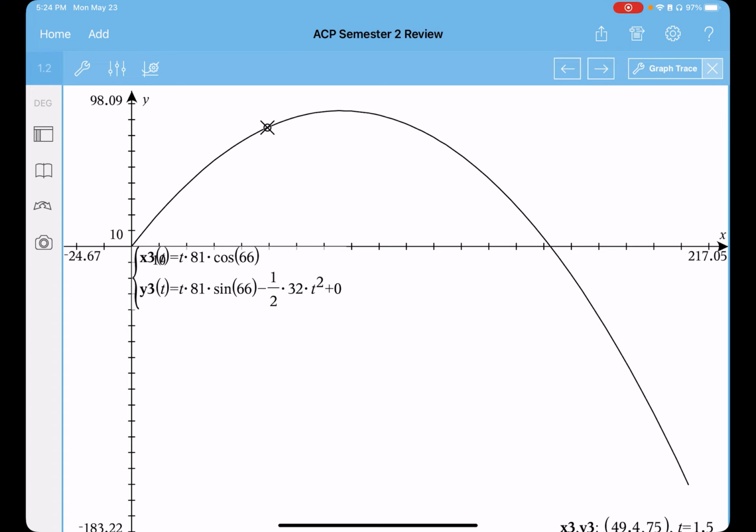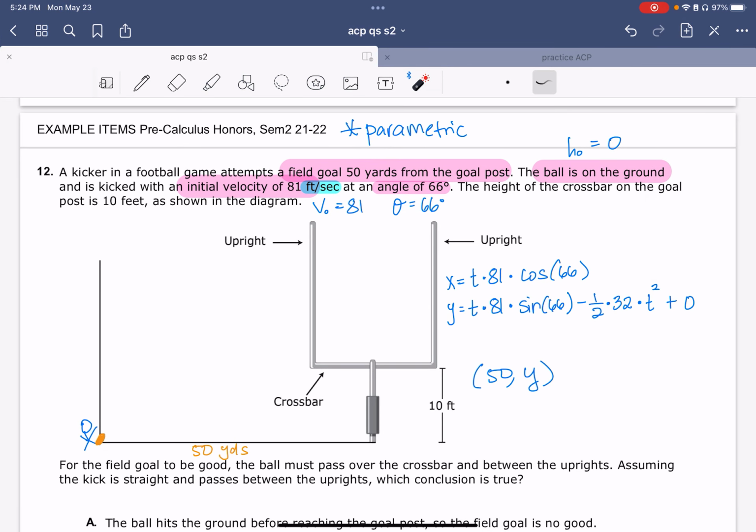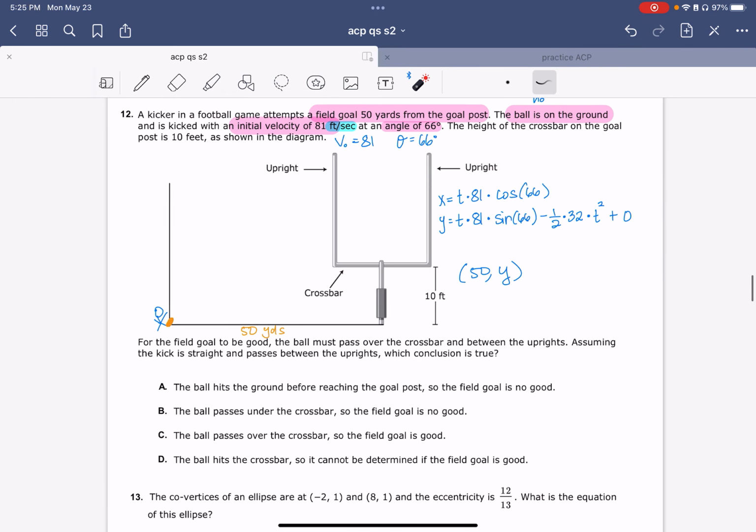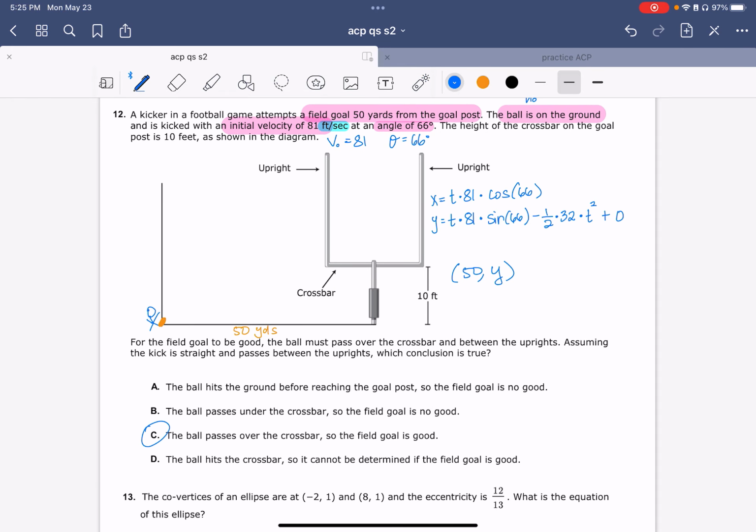So notice that from 49, it jumps to 52. But between there, we got 75 and 77 for the height of the ball. So 75 and 77, that gives you a pretty good understanding that it's going to be way higher than the minimum 10. So that ball is like this. It's like 70, 75, maybe 76 feet. 76 feet up in the air. So it most definitely went through the uprights. And so for that reason, the answer would be C. The field goal is good.